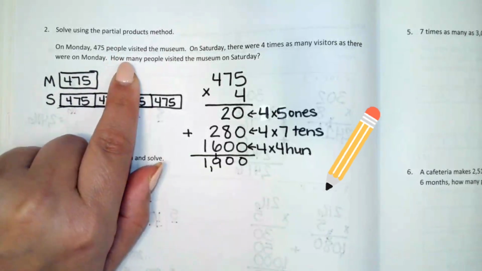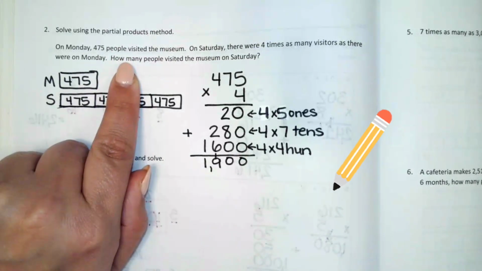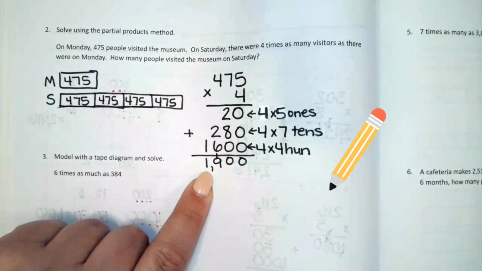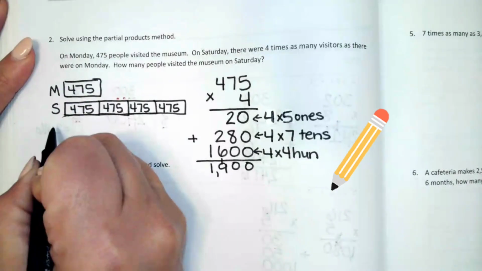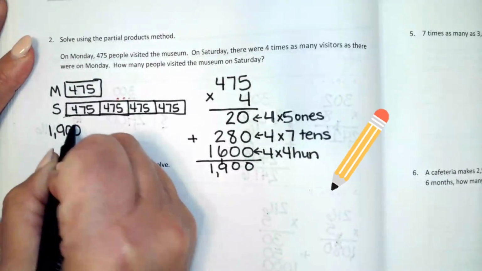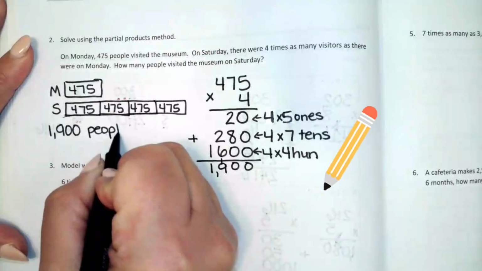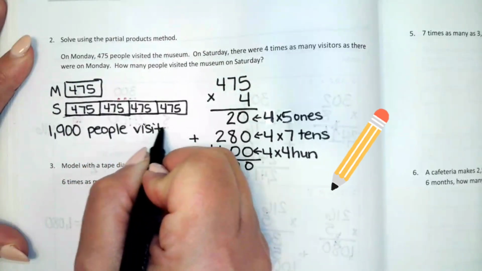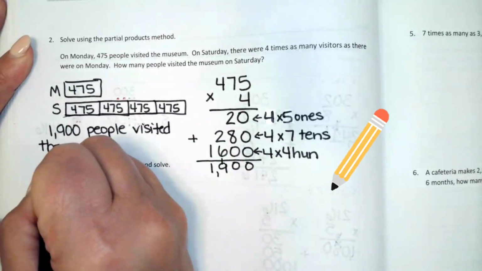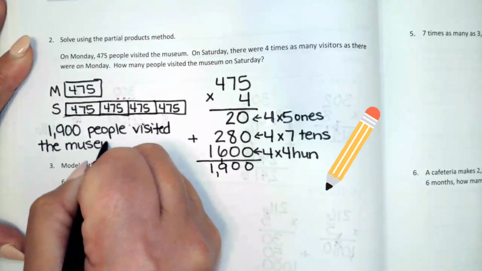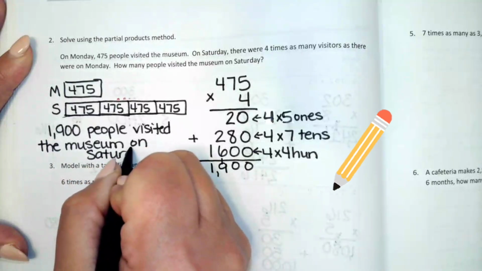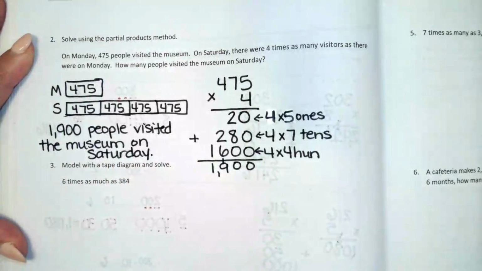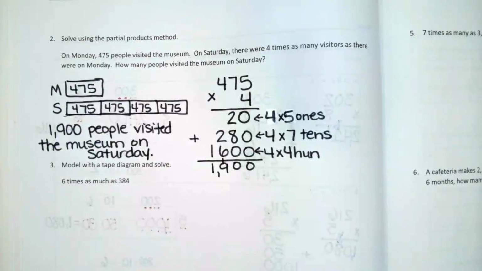Now let's write our answer statement. The question is, how many people visited the museum on Saturday? We need to say that 1,900 people visited the museum on Saturday. Let's write our sentence. Okay. When you finish your answer statement, then you're ready to do some of the other problems on your own.